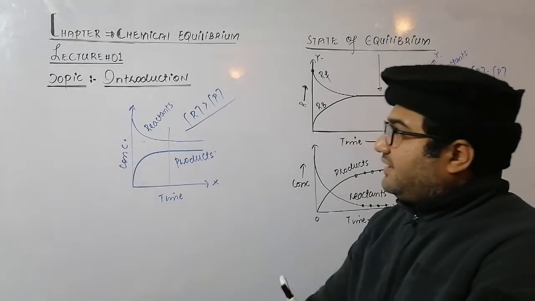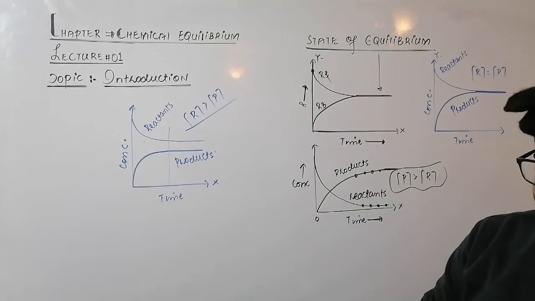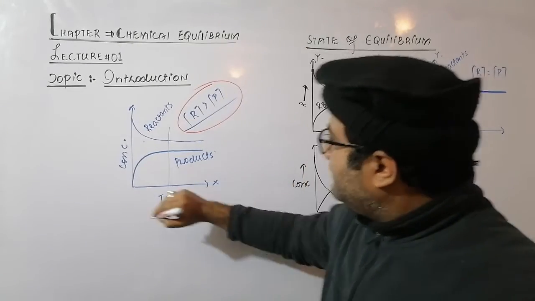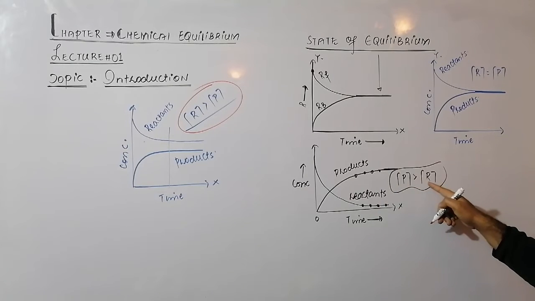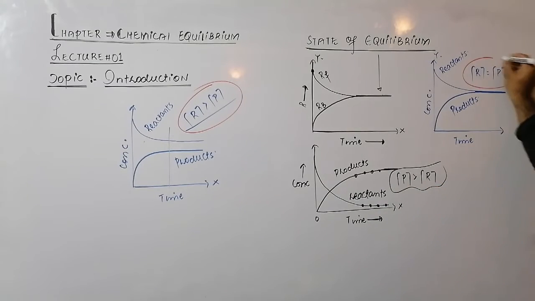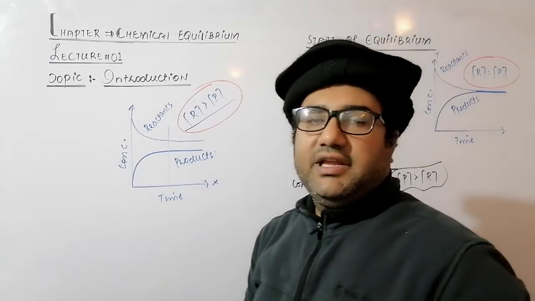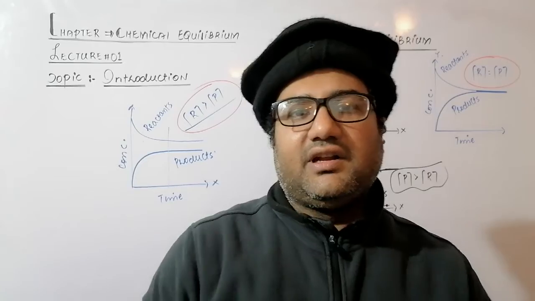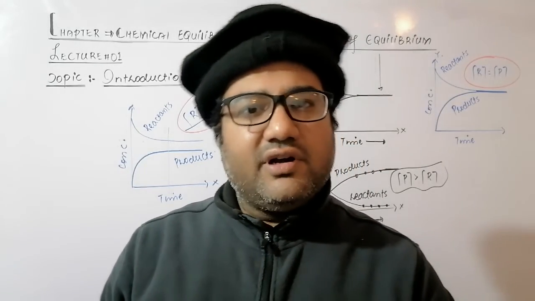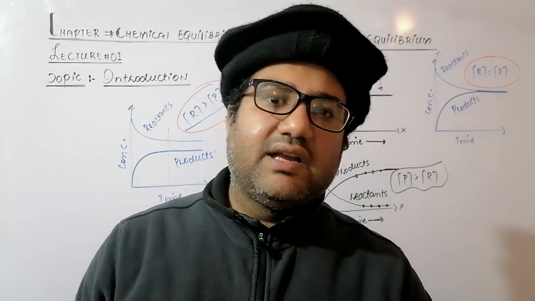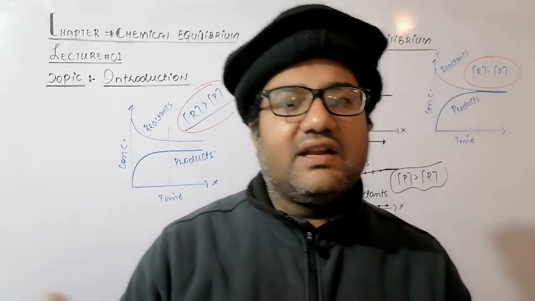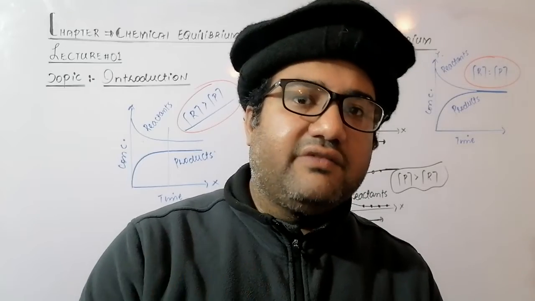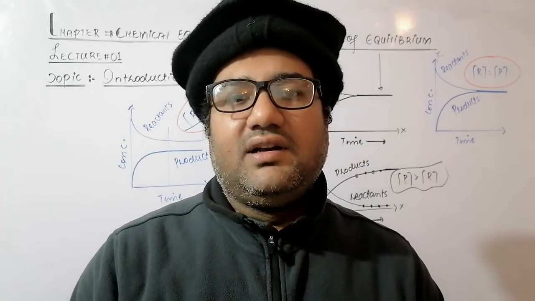It means that at the state of dynamic equilibrium, reactants may be greater than products, products may be greater than reactants, and reactants and products might be equal to each other. So all these three cases may occur at the state of dynamic equilibrium. Reactants equal to products, true. Products greater than reactants, true. Products lesser than reactants, true. Any one of these three can happen at dynamic equilibrium.